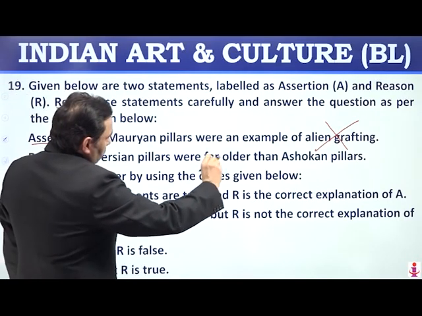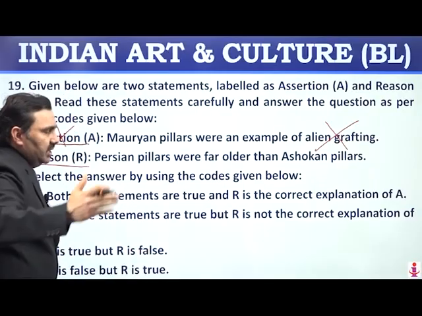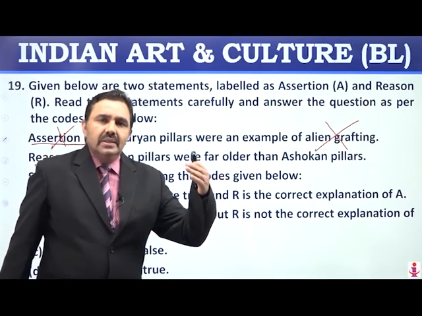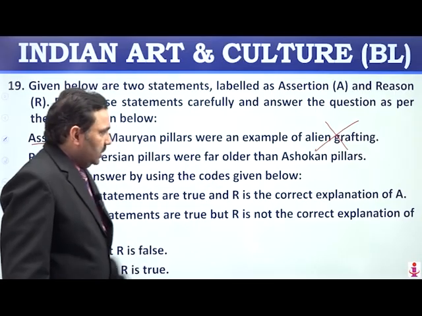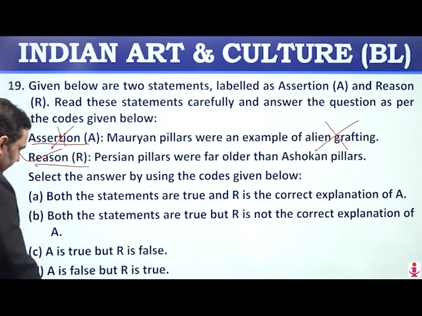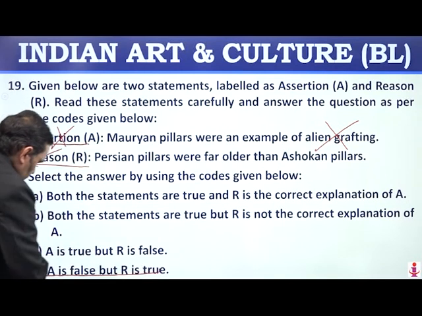Persian pillars were far older than Ashokan pillars. Of course, Persian pillars were carved in the 6th century BC. Ashokan pillars were carved in the 3rd century BC. So that is correct here. A is wrong, R is correct. A is false, R is true. Option is D.